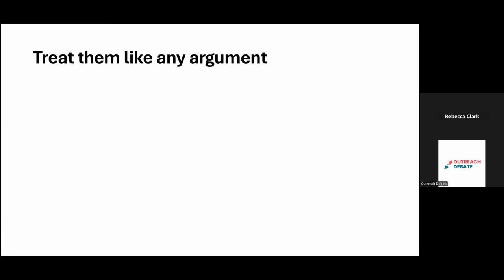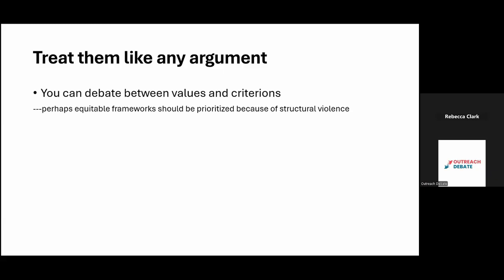And once you start thinking about values and value criterions in those senses, then it's easier to actually engage with them and debate with them when you stop thinking of them as this weird, other, kind of separate, distinguished thing. So yeah, you can debate between value criterions, and often you can refute them in similar ways to refuting contentions. So, for instance, you could argue about impacts. Perhaps you could argue that an equitable framework should be prioritized because you read an impact card showing that structural violence is really, really important, or that it's hurting a lot of people to a high degree.